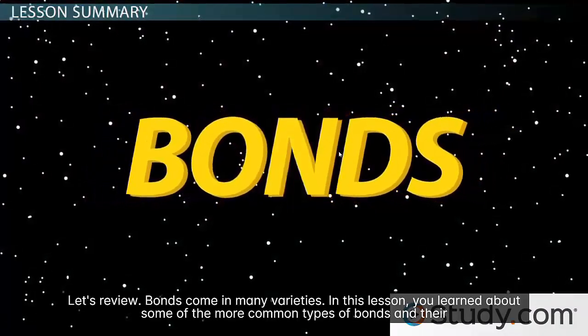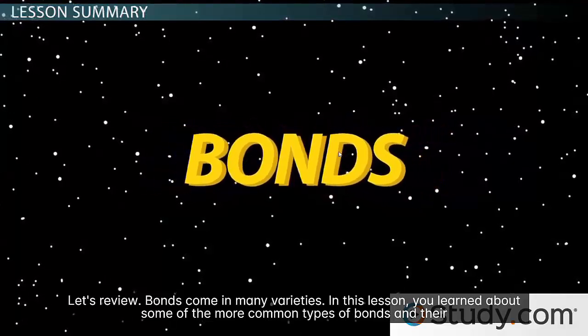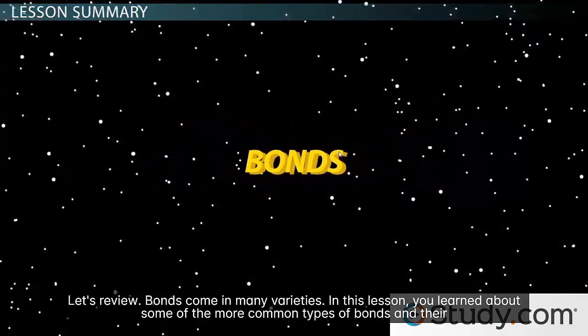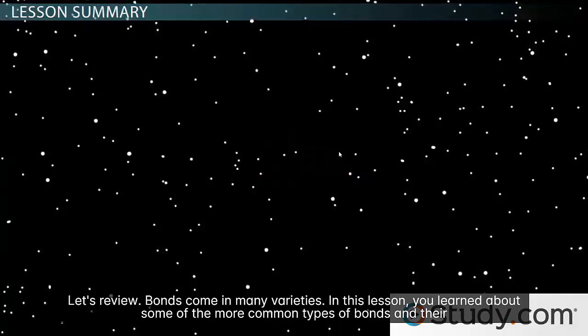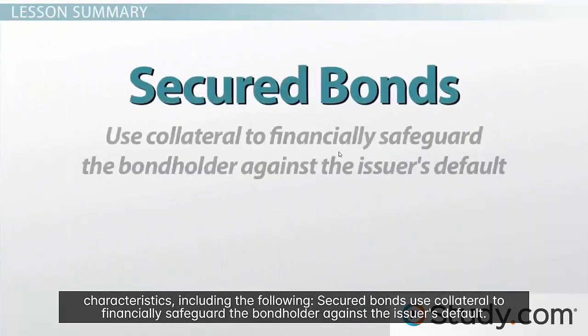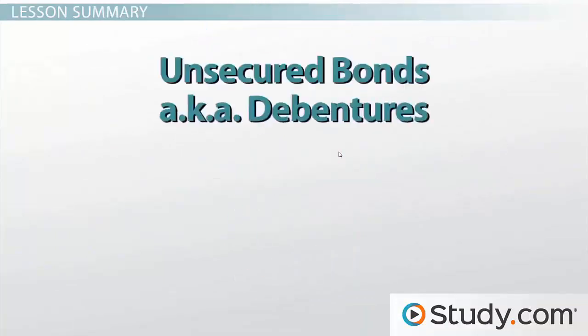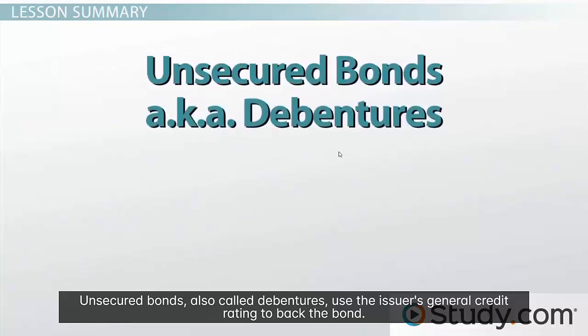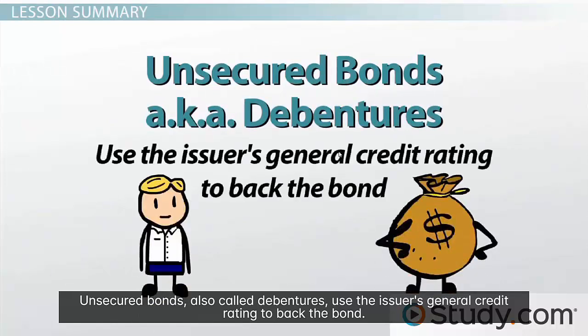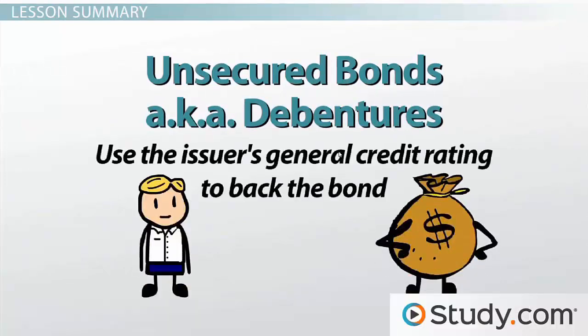Let's review. Bonds come in many varieties. In this lesson, you learned about some of the more common types of bonds and their characteristics, including secured bonds, which use collateral to financially safeguard the bondholder against the issuer's default. Unsecured bonds, also called debentures, use the issuer's general credit rating to back the bond.